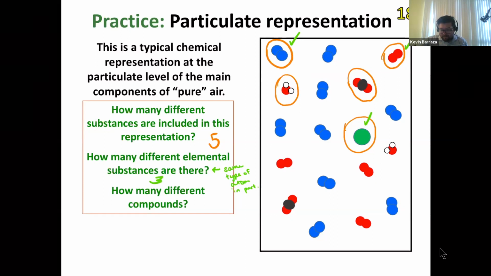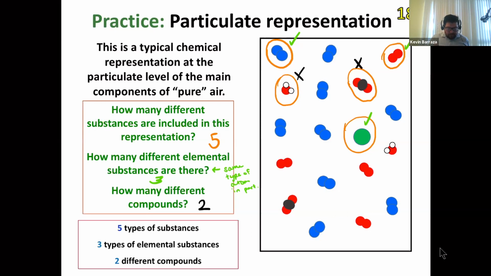And that means this guy and this guy are compounds. They're made of different elements. So that's 2. So there you go. 5 types of substances. 3 of them are elemental. 2 of them are compounds.